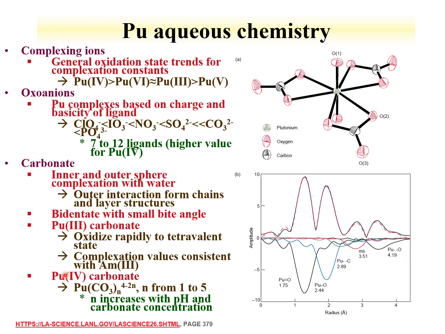Plutonium 3 carbonate species are rare, as the carbonate rapidly oxidizes to the tetravalent state. The complexation constants for the plutonium 3 can be modeled on americium 3 species. Plutonium 4 carbonates can have a large number of carbonates coordinating, from 1 to 5. And this carbonate coordination increases with pH and carbonate concentration.